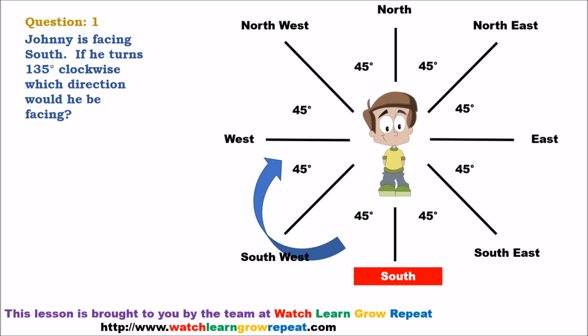The angle between south and southwest is 45 degrees. Between southwest and west is another 45 degrees, so 45 and 45 is 90. And then from west to northwest, that's an additional 45, so 90 plus 45 is 135. So if he rotates 135 degrees clockwise starting from south, he'll end up in northwest.